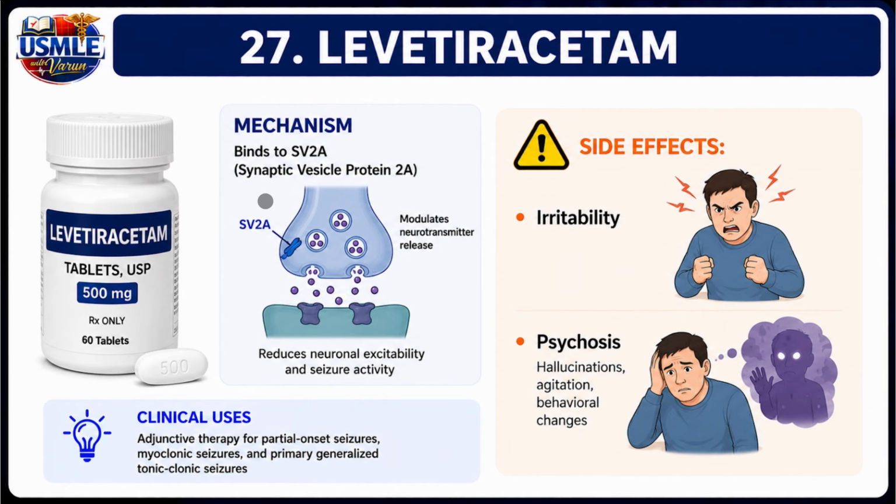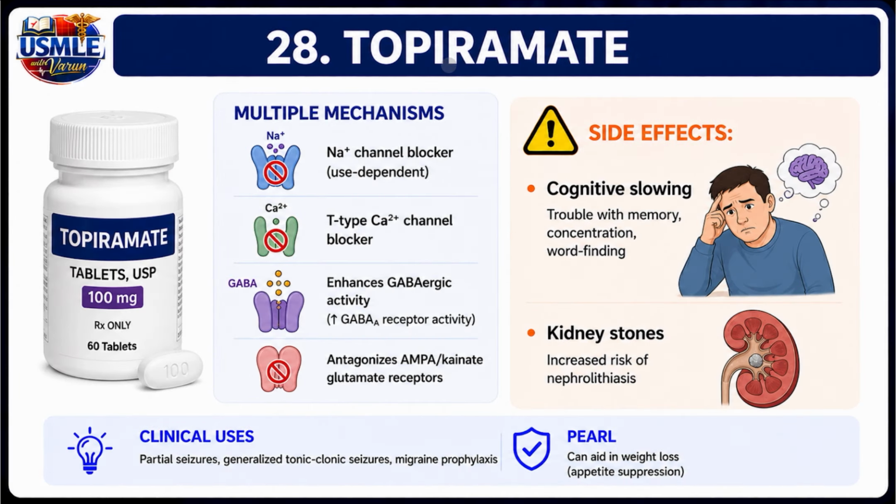Levetiracetam binds to synaptic vesicle protein SV2A, reducing the neurotransmitter release. It is generally well tolerated but may produce behavioral adverse effects such as irritability, psychosis, depression, and agitation. Psychosis is usually characterized by hallucinations and behavioral changes. Levetiracetam is used as an adjunctive therapy for partial onset seizures, myoclonic seizures, and primary generalized tonic-clonic seizures.